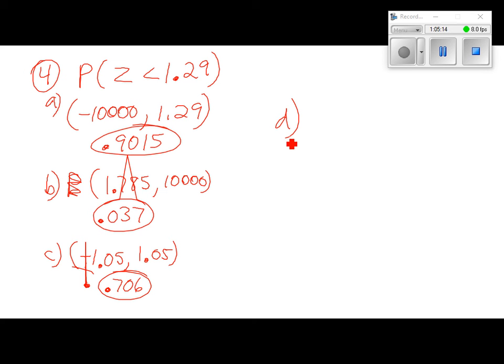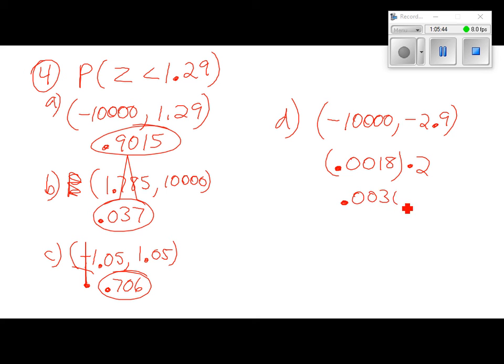D. What are we going to have to do on this one? Add them together, maybe? No, we can't. How do we punch it in? Negative 10,000, negative 2.9, punch that one in. What's that give us? 0.0018. And what do we do with that? Times it by 2. What's that give us? 0.0037.